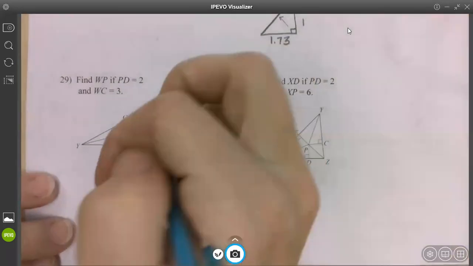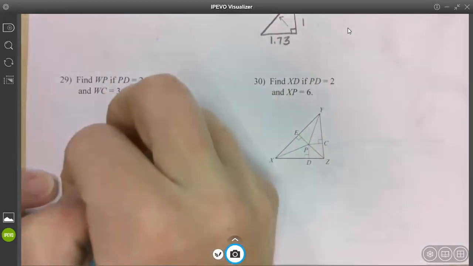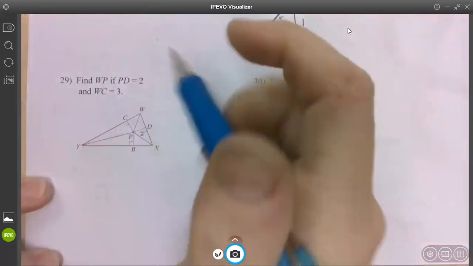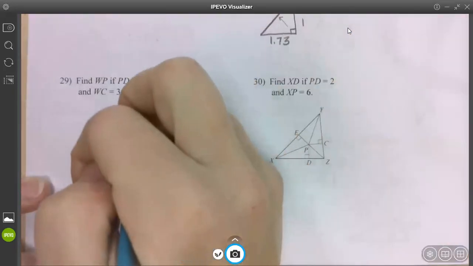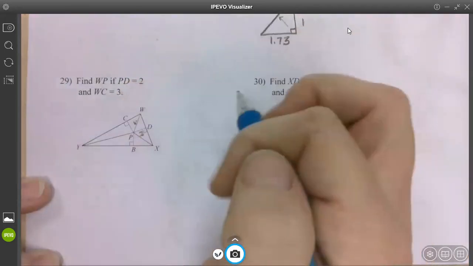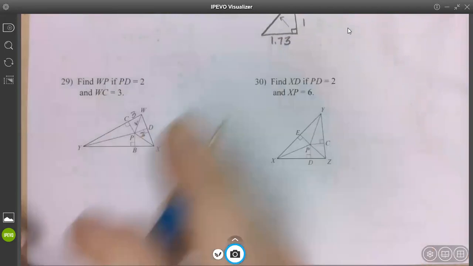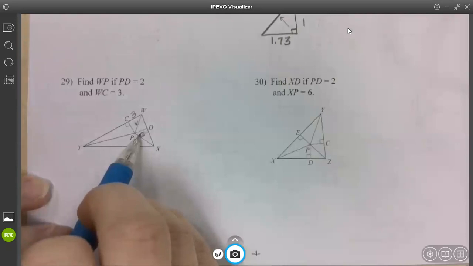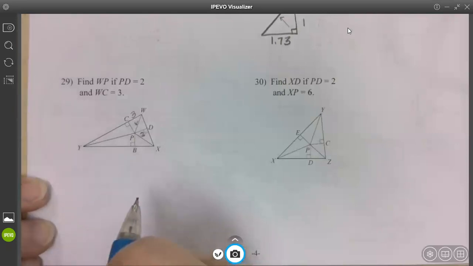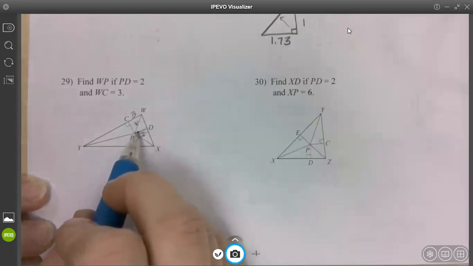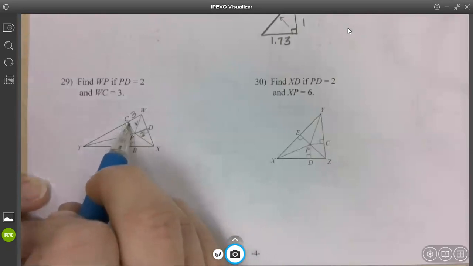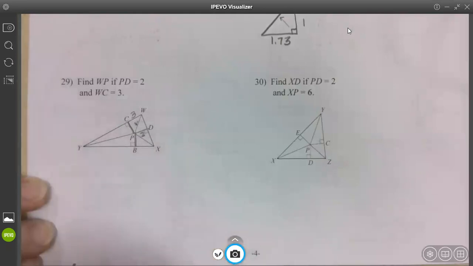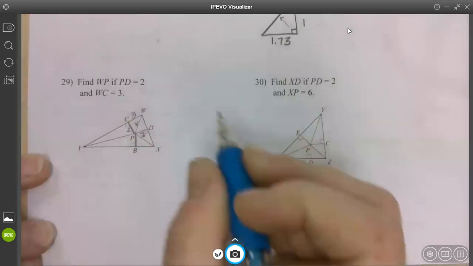Find WP. We're looking for WP. If PD is 2 and WC is 3. So this one's a little different because it gives us this 2 over here. So what you want to do is if this little line is 2, so is this one and this one. So all of your perpendicular bisectors are going to be the exact same length. So we're going to just write our 2 over here.